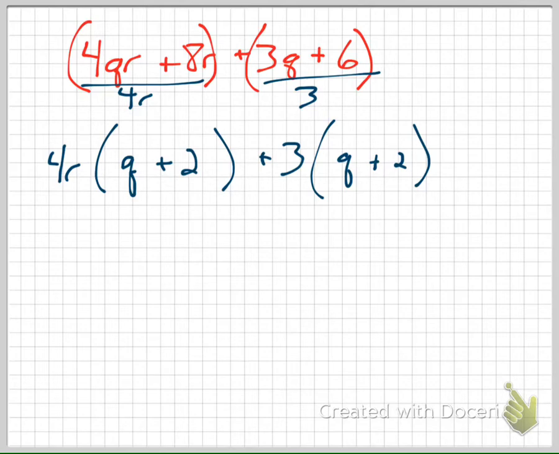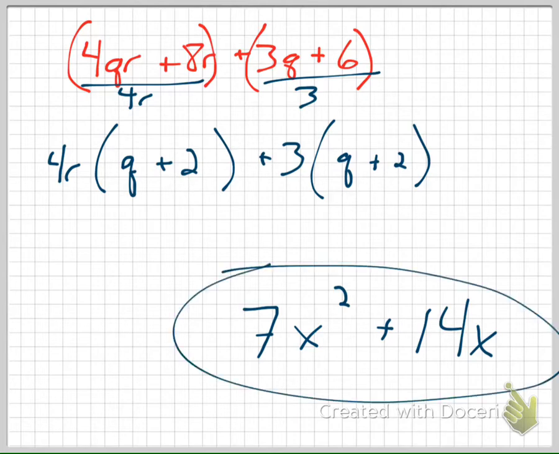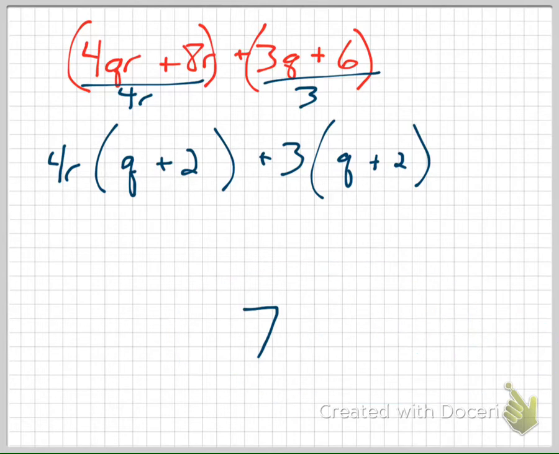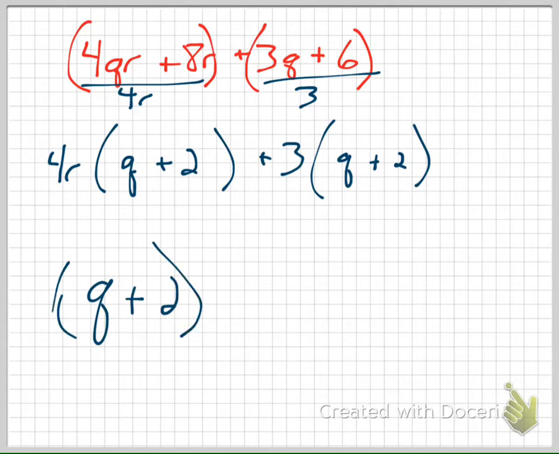Do you see what I'm saying? I'm going to pull out the q plus 2 from both of those, just like if it was 7x squared plus 14x. What am I going to pull out of those things? I'm going to pull out what is common here. I'm going to pull out q plus 2. So I'm going to go q plus 2, pulling that out, and what does that leave me left with? 4r plus 3.